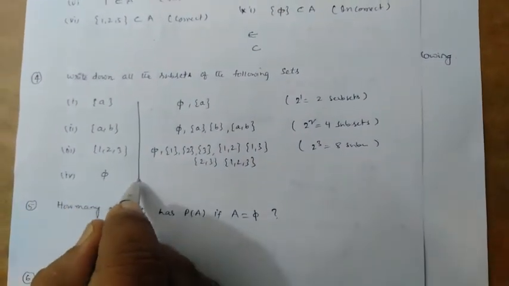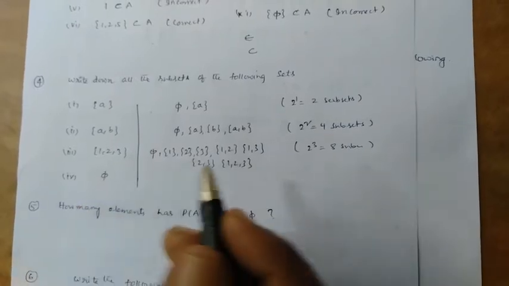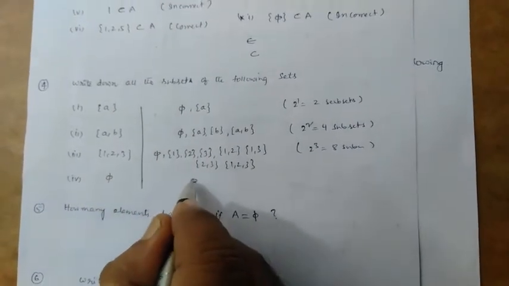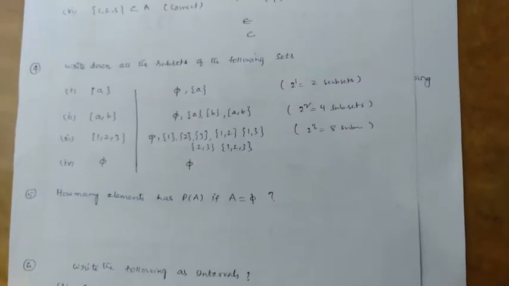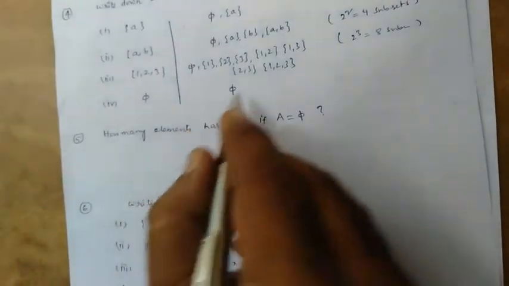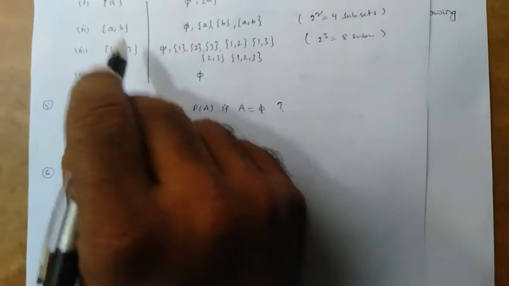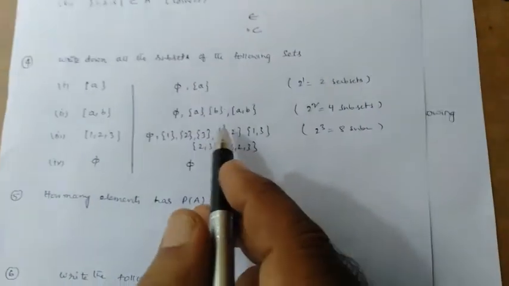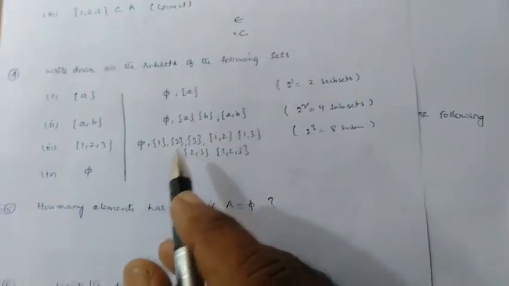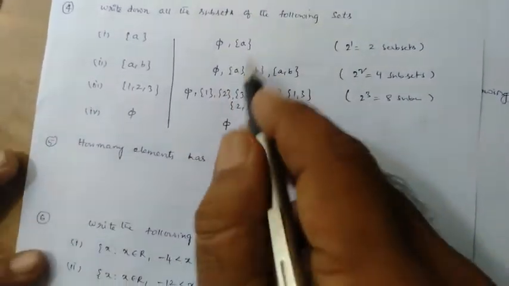And the last one is the null set. We know that it is the null set. So there is only one subset, that is the null set. So it is the only subset of the given set. So the formula is, if the set contains n elements, then the number of subsets will be 2 power n. So based on that, I can write all these things.